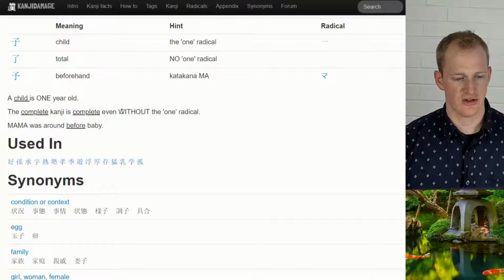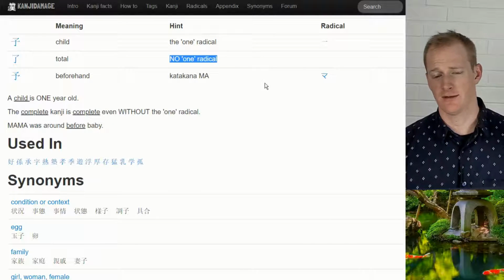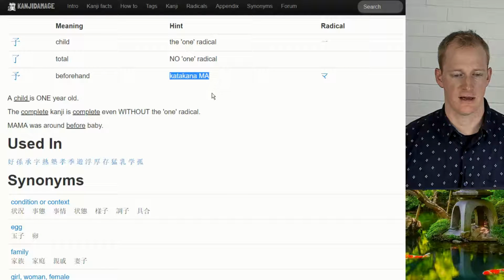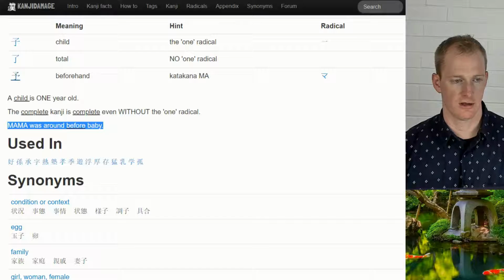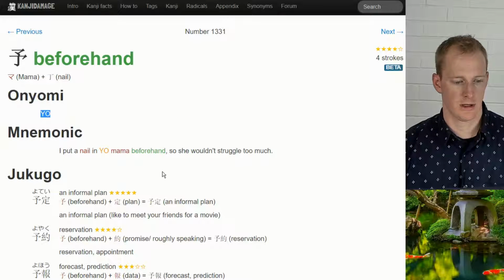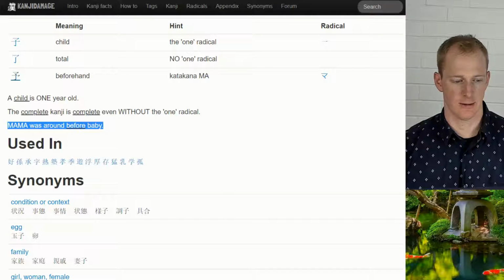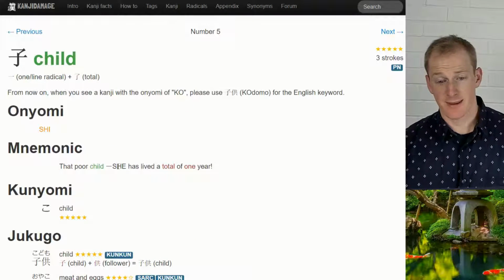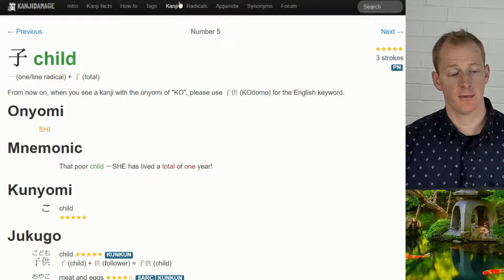The complete kanji is complete even without the 1 radical. Okay, so again, we're having to think of negatives here, and then we kind of go, ah, this guy, it's katakana ma on the top. Okay, so mama was around before the baby. All right, we get this, and then again, we have all these different kanji here. Now, these don't have any link to each other at all. All right, and that's basically it. That's basically just kind of keep going up and just do little bits at a time.